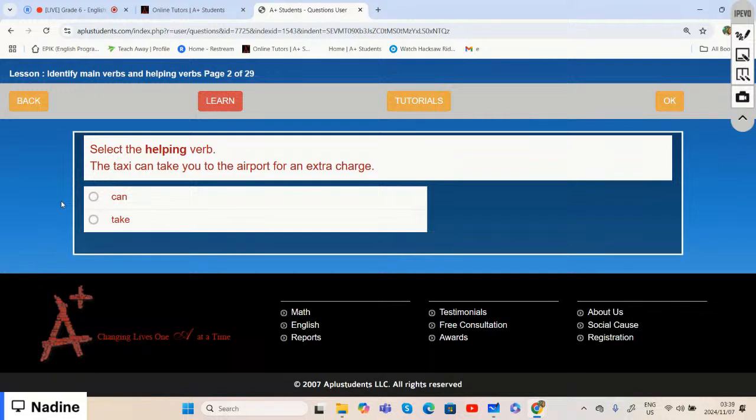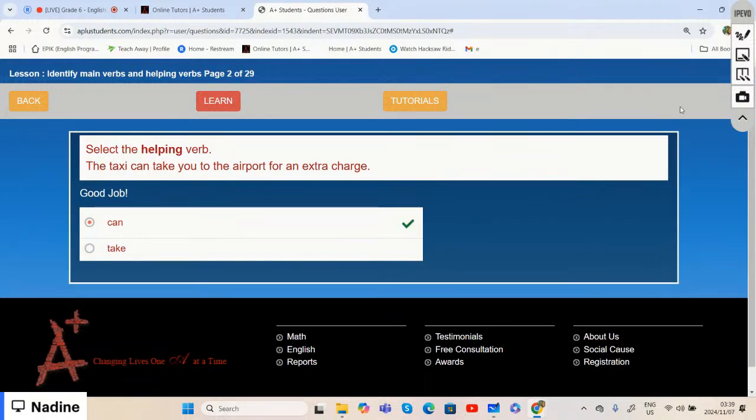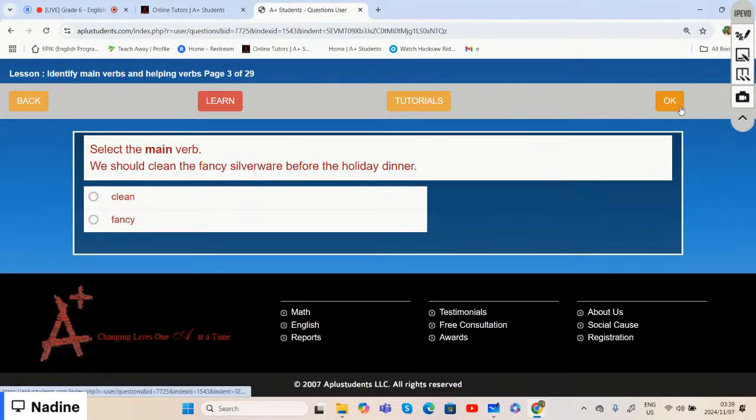And if we were to select the helping verb, then yes, can is our helping verb that comes before our main verb, which is take. So well done.